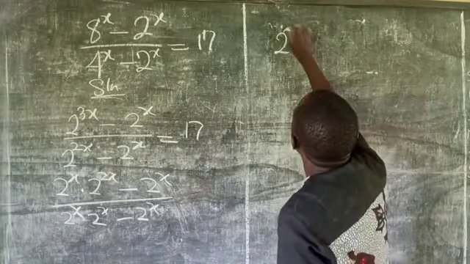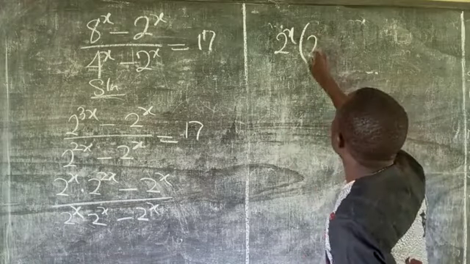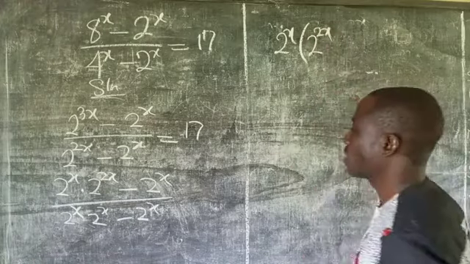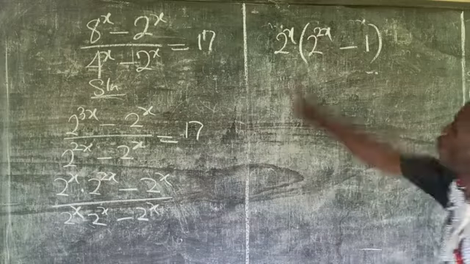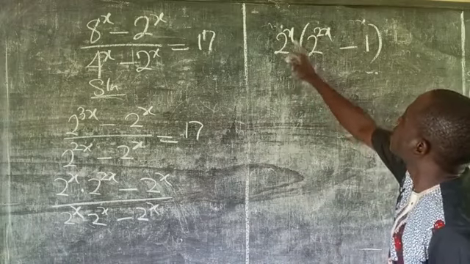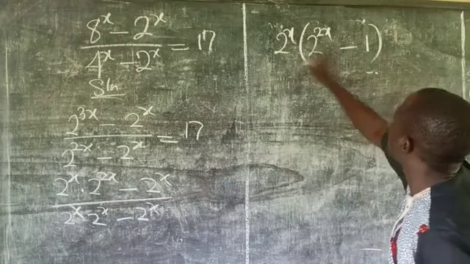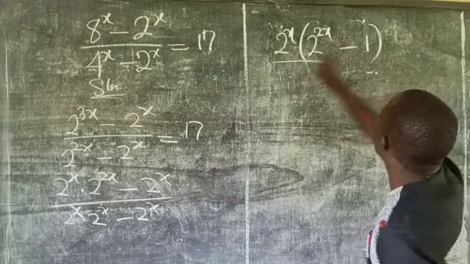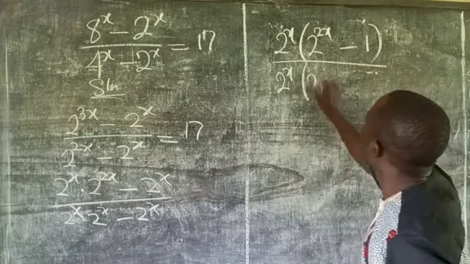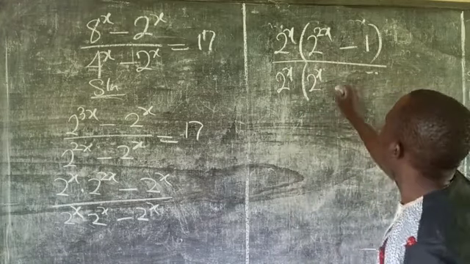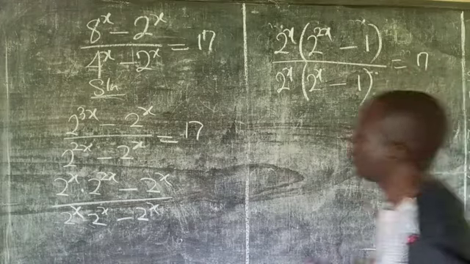So 2^x, if you take away 2^x from here, we are left with 2^(2x) minus 1. Is that right? Yes. So if you open back 2^x times 2^(2x), you have this. And 2^x times 1, you have this. Which is correct. So all over 2^x, what are you going to get? 2^x minus 1 also. Very fine. Remember it's equal to 70.